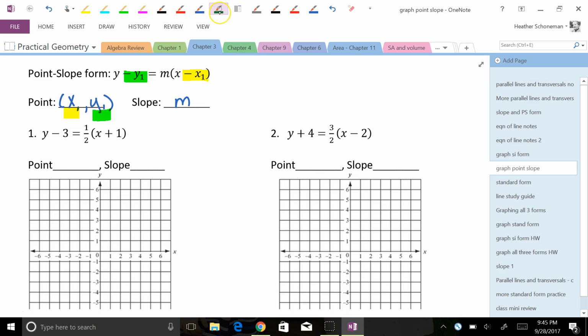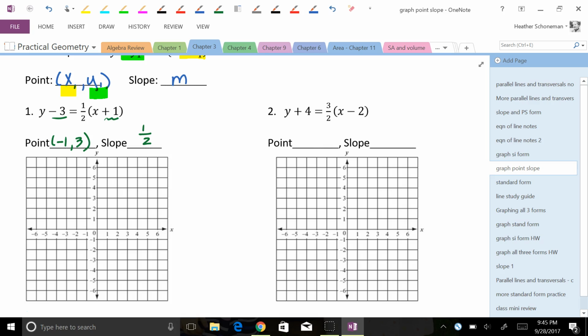In example 1, the slope is easy. That's what's in front of the parentheses, which is 1/2. The point: the opposite of positive 1 is negative 1, and the opposite of negative 3 is positive 3. So now when we go to graph, we don't have a y-intercept, but we do have a point. So that's where we're going to start. We'll start at the point negative 1, 3, which is right here. Then we use our slope, which is a positive rise and a positive run, so we go up and to the right, or the opposite would be down and to the left. And then we connect the dots.